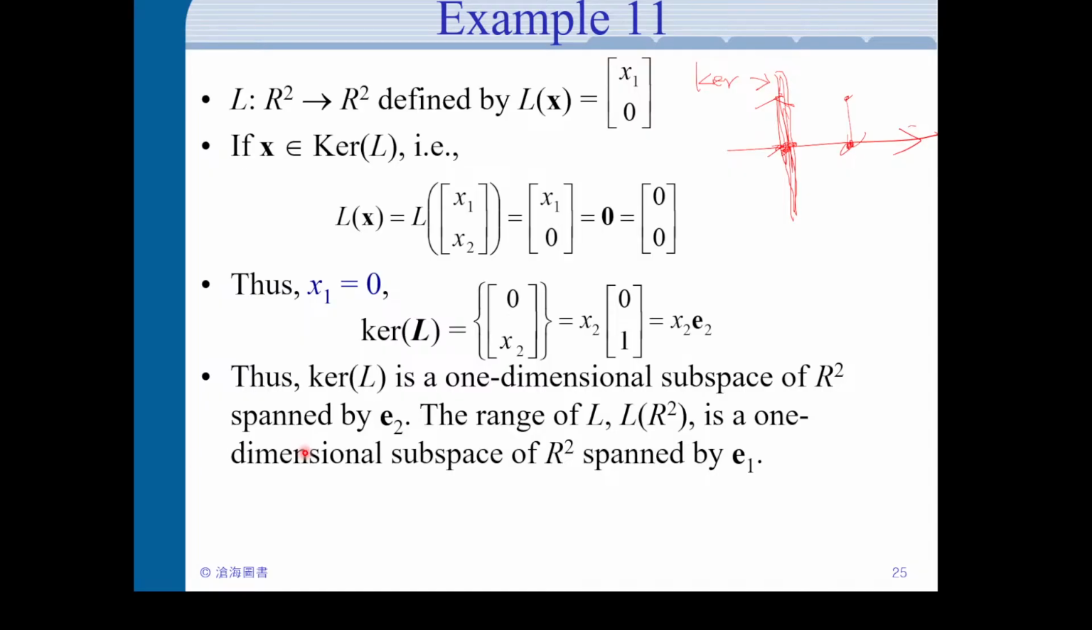We didn't prove this, but it's pretty easy to see. The range of L is always returning this (x1, 0) form. So the range of L is a one-dimensional space spanned by E1. So the range of L is every vector on the x-axis. We see that the kernel is a subspace spanned by E2, and the range is also a subspace, spanned by E1. So here are the kernel and range.